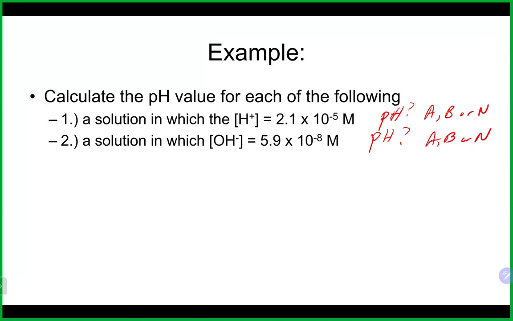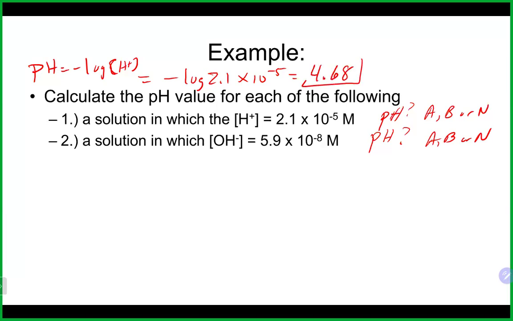All right, let's take a look. We've got the H plus concentration there, which is good because that's what's needed to calculate the pH: minus the log of the H plus concentration. And that means I put it right in, minus log of, for the first one, 2.1 times 10 to the minus 5. Again, you want to punch it in according to your calculator. If you do that on your calculator, it's going to get you a 4.68 pH.